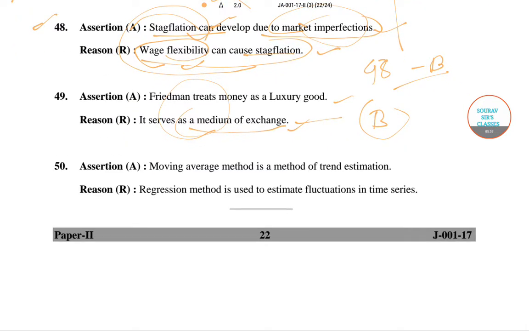Now we have come to the last question of this session. The question is given, moving average method is a method of trend estimation. This is obviously right. Now, regression method is used to estimate fluctuation in time series data. This is not right. So we would conclude the assertion is right, but the reason is wrong. So for question number 50, the right answer is option C.